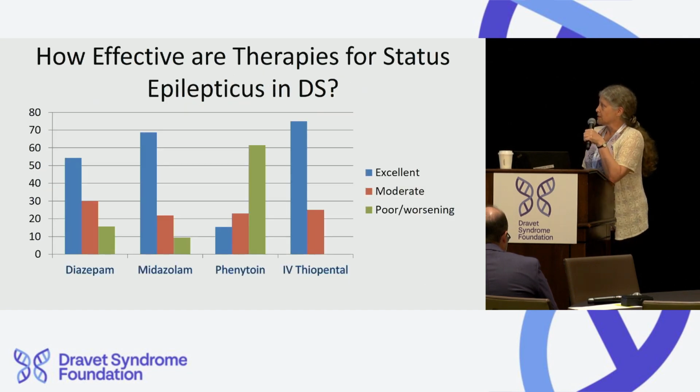What was found was that the benzodiazepines, diazepam and midazolam, worked pretty well, as you can see in the lines here in blue. Phenytoin, which we've already heard there's less evidence for, and maybe some disagreement as to whether it should or should not be used for emergent treatment, did not work as well. And then thiopental is an agent that we use to induce coma, so it almost always works, but it causes a lot of other issues as well.